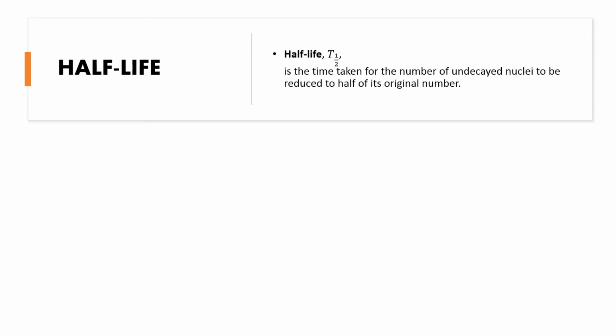We have already seen examples for three types of radioactive radiation, which are alpha particles, beta particles, and gamma ray. Now we're going to look at half-life. What is half-life? Half-life, T-half, is the time taken for the number of undecayed nuclei to be reduced to half of its original number.